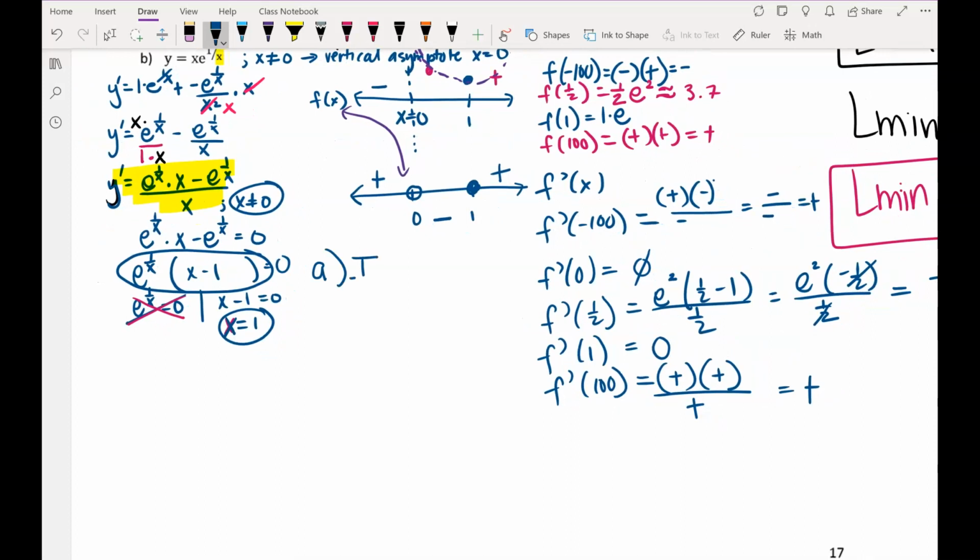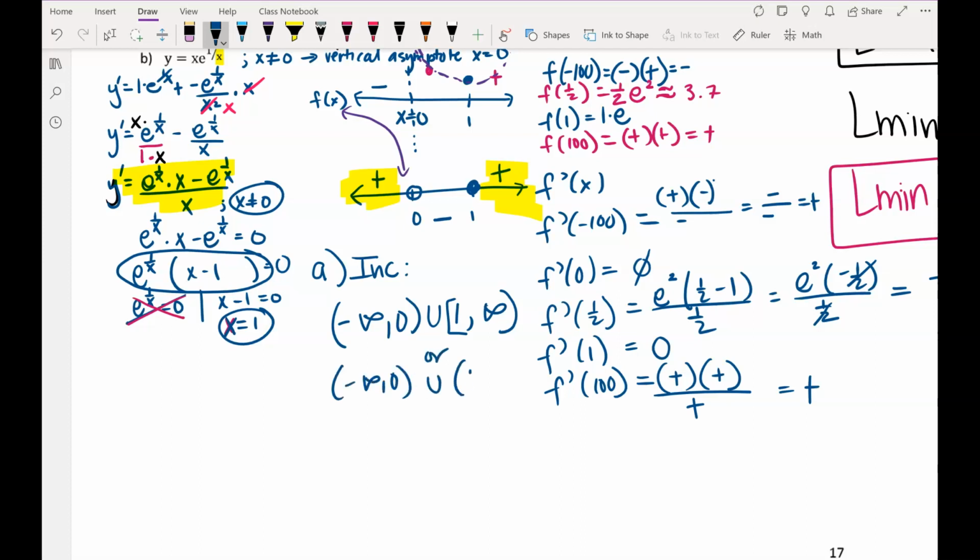When is it increasing? It's increasing when f prime is positive, and that's here. So that's going to be from negative infinity to 0. 0 cannot happen, so you cannot use a bracket here, even if you really wanted to. Union that with, at 1, from 1 to infinity. At 1, you can pick parentheses as well, so this could also look like this.